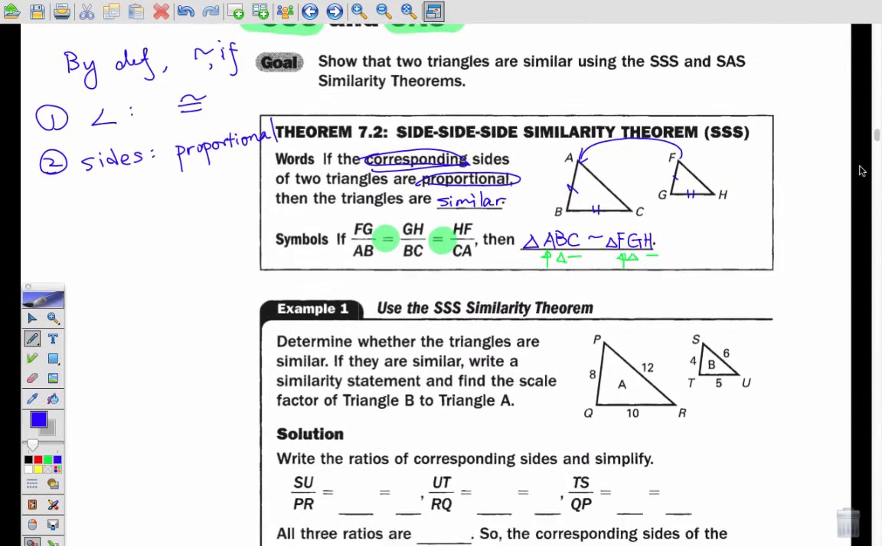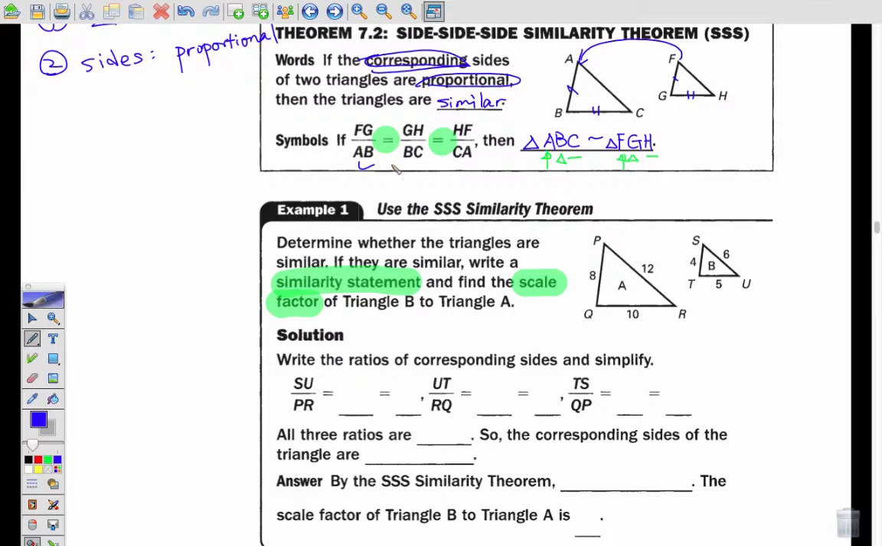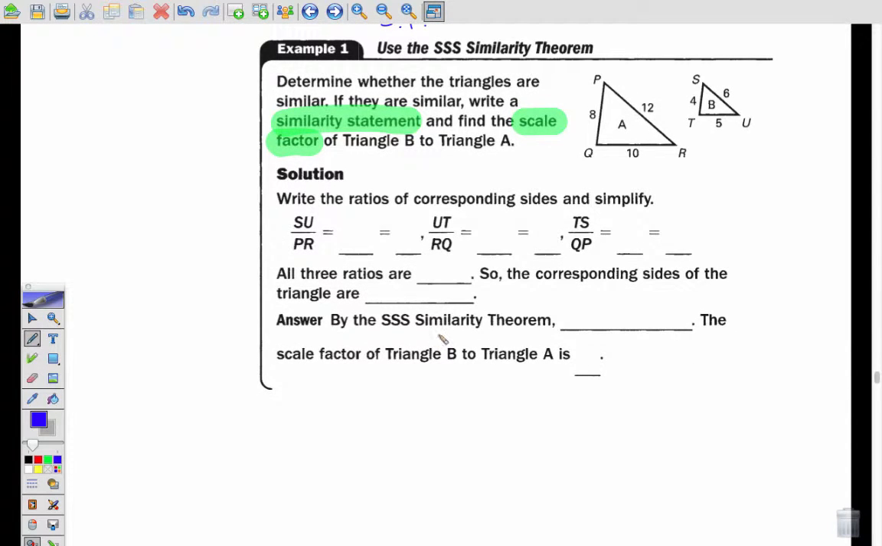Okay, so let's see how we use this. Here we have two triangles. We're asked to write a similarity statement and find the scale factor. The scale factor is what we just talked about earlier. These are called scale factors. All the ratios of the corresponding sides are called scale factors. So first of all, we have to write a ratio of corresponding sides and then determine if they're similar.